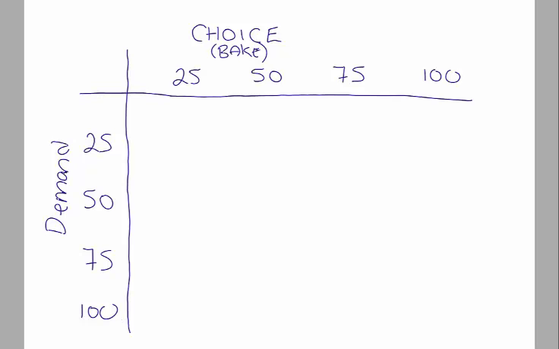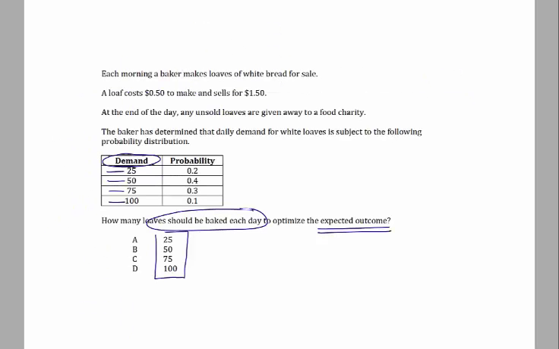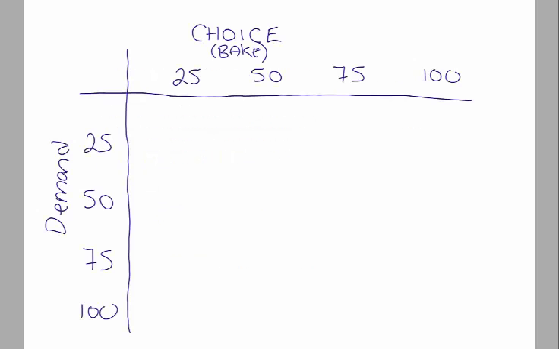Now, if we think about what the question initially said, we make a loaf and it costs 50 cents, but we then get to sell it for $1.50, and therefore we're going to make $1 for every loaf of bread that we make and sell. So easy things first. If we were to bake 25 and demand was 25, then we would end up with 25 loaves, $1 each, so we'd make $25.